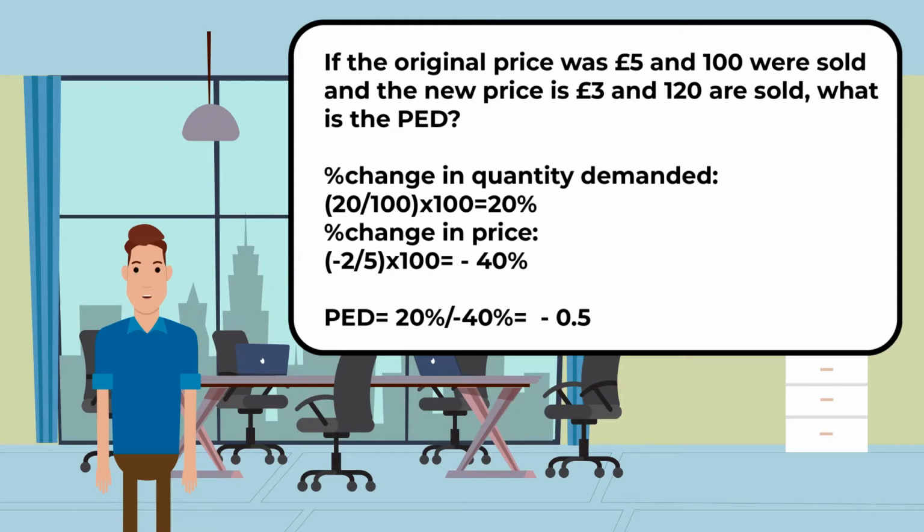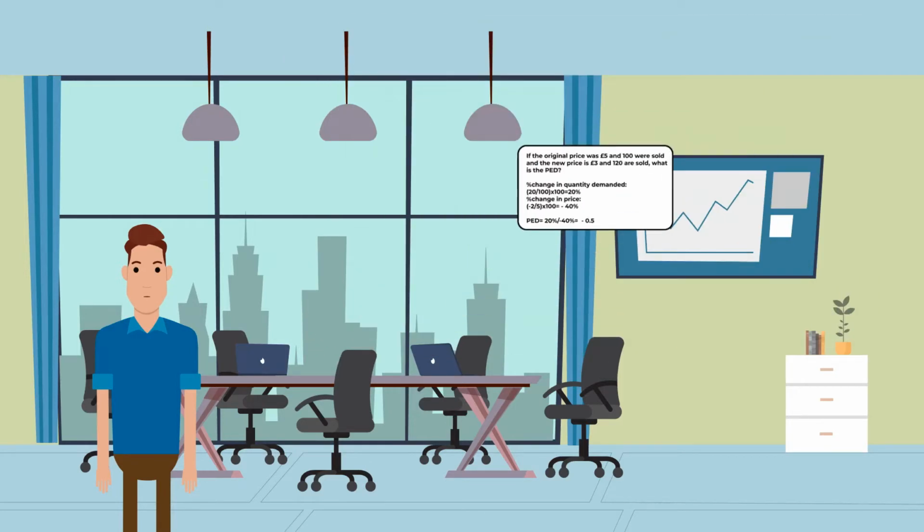To calculate, the percent change in quantity demanded would be 120 minus 100, which would be 20. 20 divided by 100 gives us 0.2. We multiply this by 100 to give 20%. The percent change in price would be 3 minus 5, that gives us minus 2. Minus 2 divided by 5 gives us minus 0.4. Multiply this by 100 gives us minus 40%. PED equals 20% divided by minus 40%. This gives us minus 0.5.